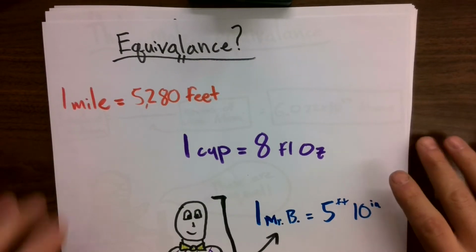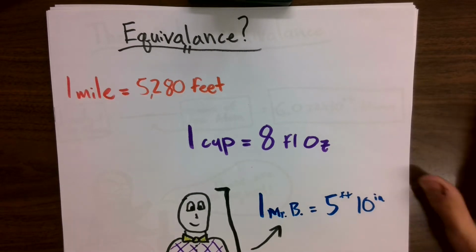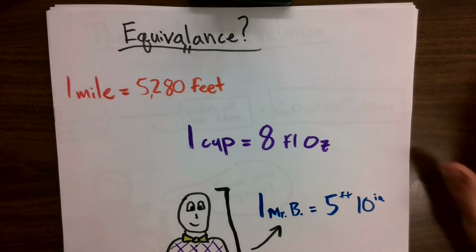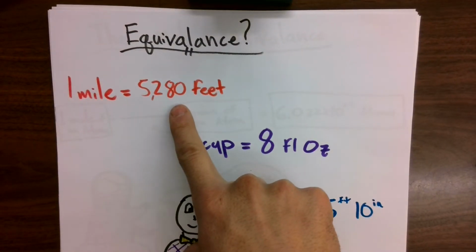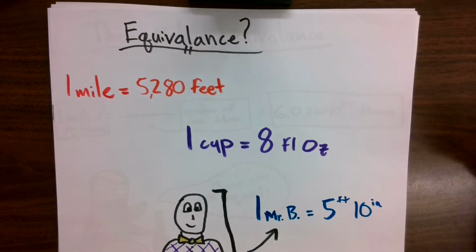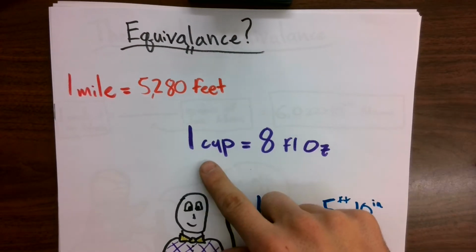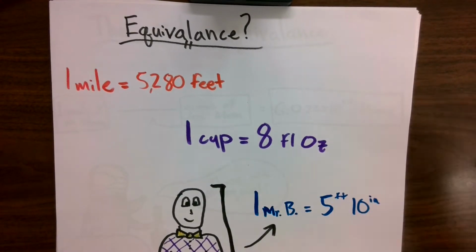So here's some equivalences. 1 mile is 5,280 feet. That's just a fact. 1 cup is 8 fluid ounces. It's an equivalence. They're equal to each other. If I walked 5,280 feet and I walked 1 mile, I would end up at the exact same spot. If I poured 1 cup of water and 8 fluid ounces of water, I'd have the same amount of water.